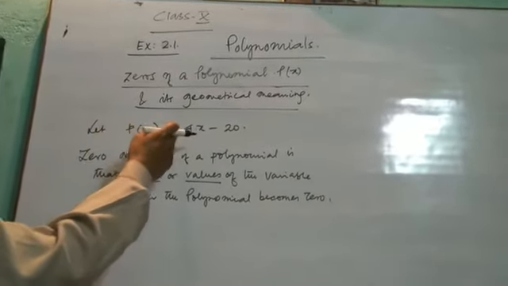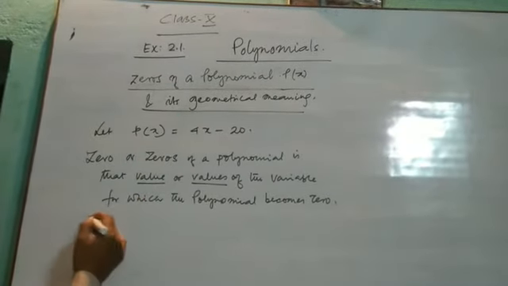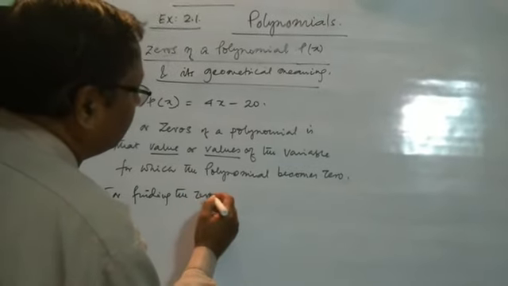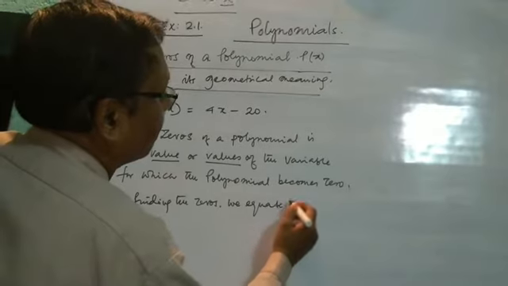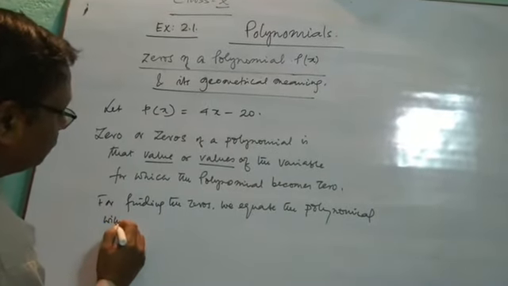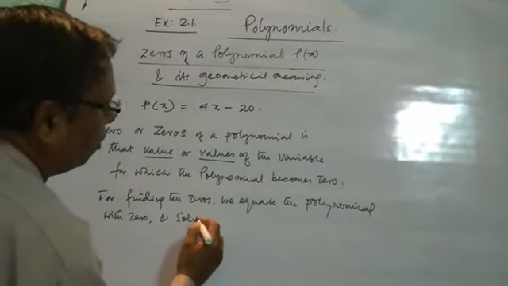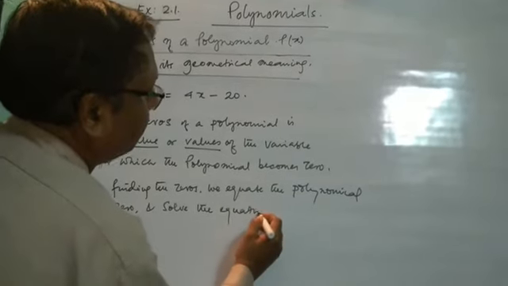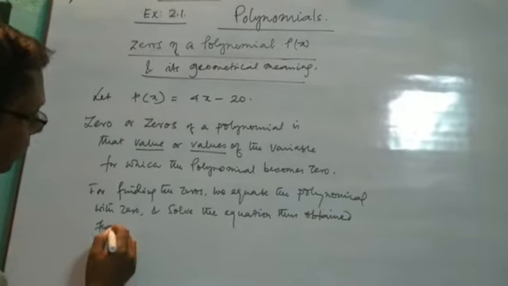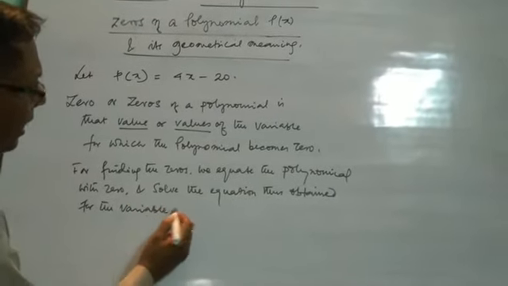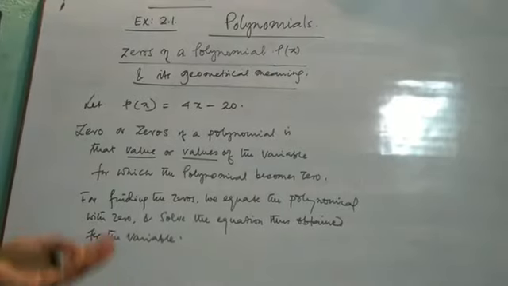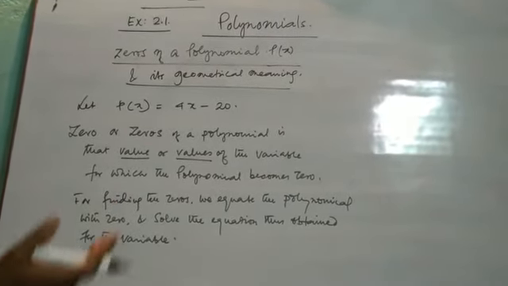Suppose our polynomial is P(x) equals 4x minus 20, which is a linear polynomial. For finding the zeros, we equate the polynomial with zero and solve the equation thus obtained for the variable. What I mean to say is, in order to find the zero or zeros of the polynomial, we will simply equate the polynomial with zero, and then the polynomial will be converted into an equation and then we will solve for the variable.